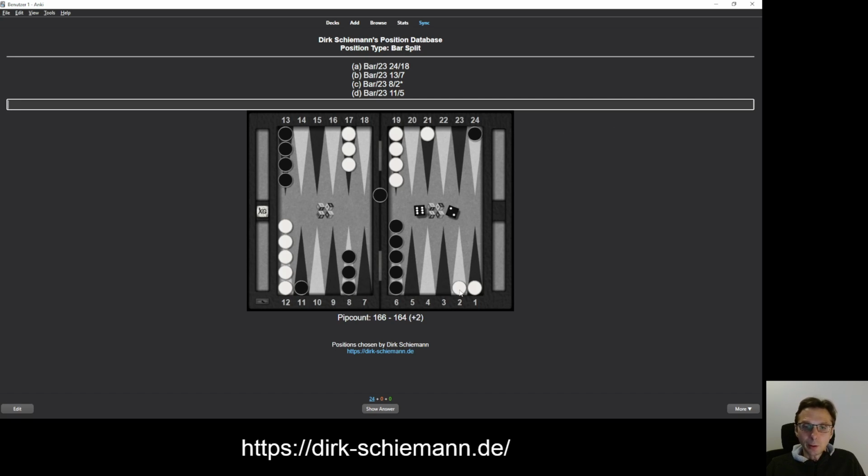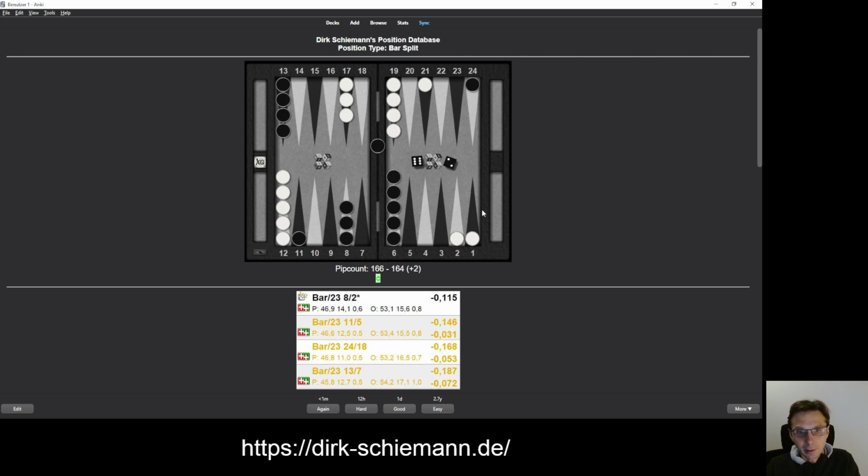It's the so-called tempo hit on the deuce point, because by putting your opponent on the bar, he has to use half of his roll to re-enter, and there are fewer numbers that make the 4 points. So here you should enter and keep your opponent busy by hitting on the deuce point. At least that's what I think. So let's type in C, and you can see that is correct.